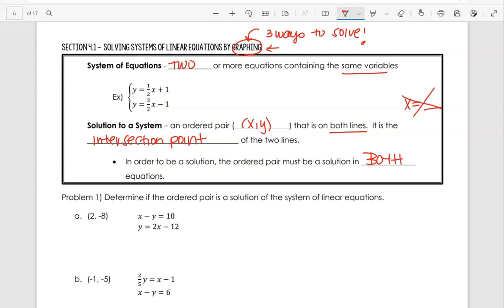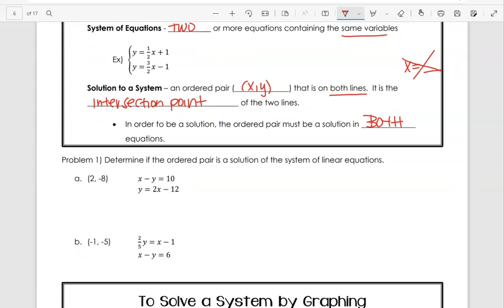Okay? So let's check out first. It says, determine if the ordered pair is a solution of the system of linear equations. So this first problem, we're just substituting here. When they give me a point, I have an x and I have a y. And we're going to substitute the x and the y into both of these equations, and we need to get true statements. So we do this first one, x minus y equals 10. My x is 2, my y is negative 8. Notice I've got the subtraction, minus 8. So I have a 2 minus a negative 8 equals 10. 2 minus negative 8, two negatives make a positive. And 2 plus 8 gives me 10, that's true.